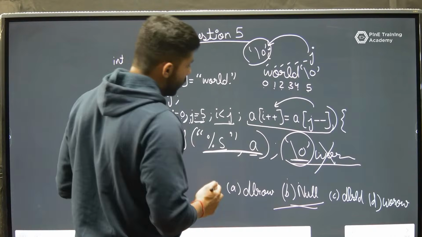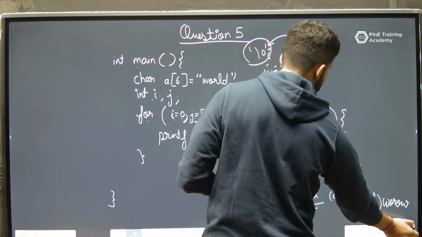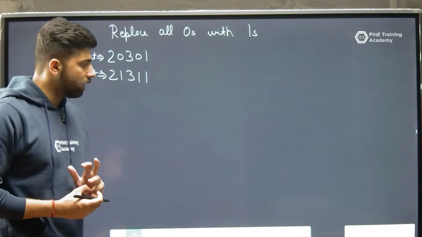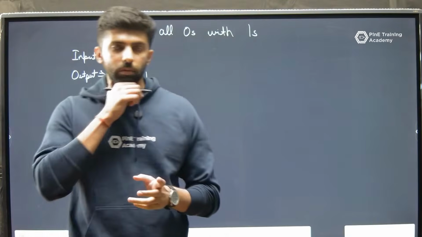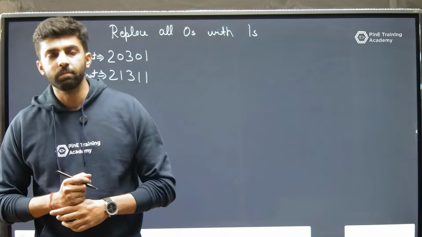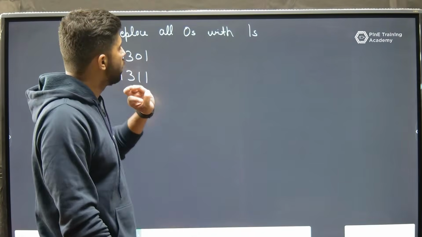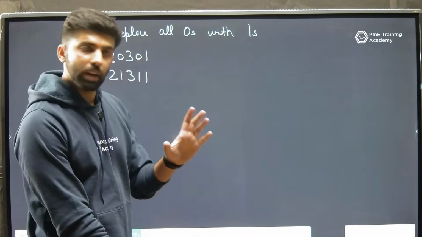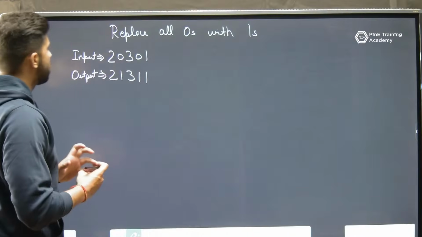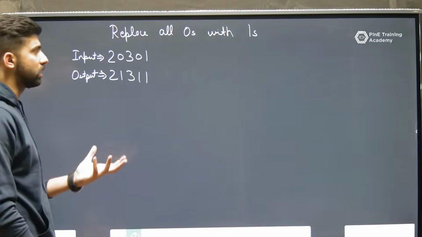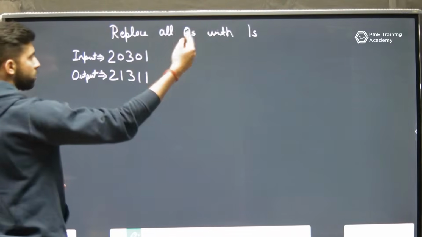So these were some of the questions, and now we come to coding questions. I've taken simpler problems to discuss those topics which we have covered in these sessions, right? So the first question is, we have to replace all zeros with ones.